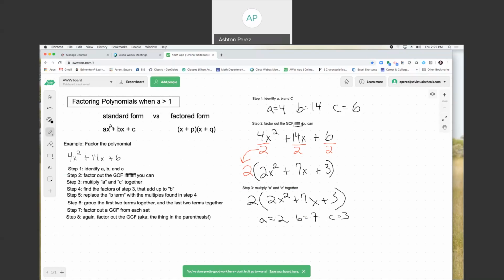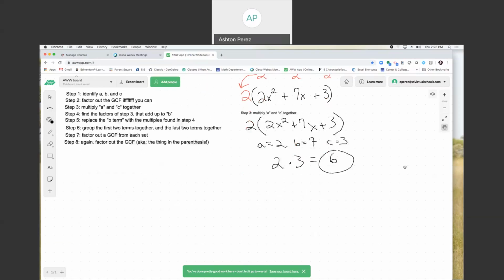And how I know what A, B, and C are is from the standard form. I'm kind of just matching up everything, right? The 2 is being multiplied by the x squared, so that has to be my A. The 7 is being multiplied by my regular x, so that must be my B. And the 3 is just a constant out here with no variable next to it, so that's my C. Okay, so now that I've done that, let's go ahead and do step 3. Multiply A and C together. So my A is 2 and my C is 3. So that gives me 6. Okay, that's what I get.